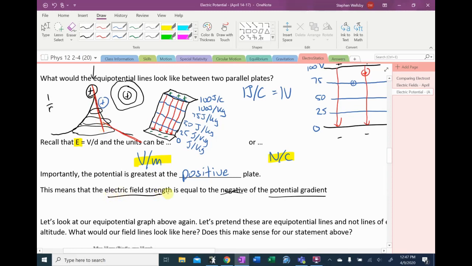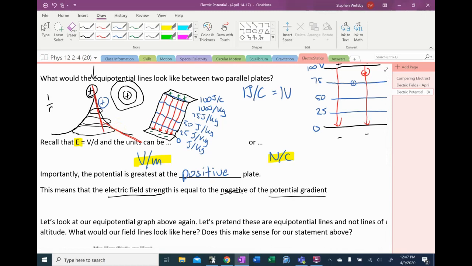That means we'd have a very strong field strength, and a strong force acting on this positive charge. Whereas over here, we have a lower gradient, which means a lower field, which means the force on this would be weaker. Hopefully that makes sense. If you put two positive charges close together, there's a large force. If you put two positive charges a bit further apart, that force will be reduced.